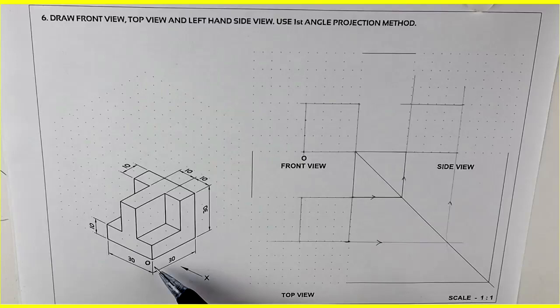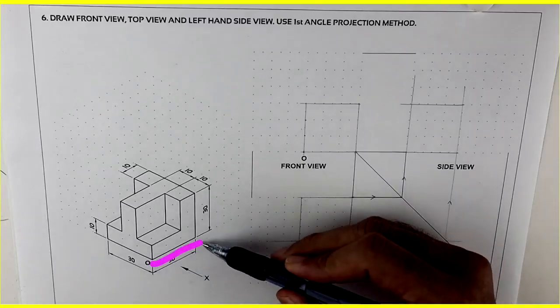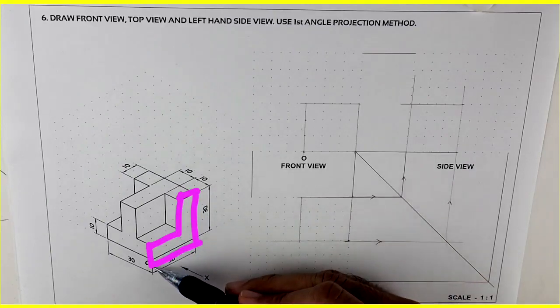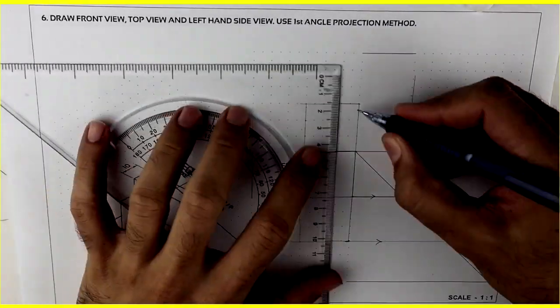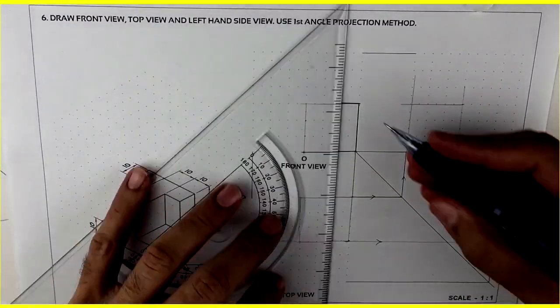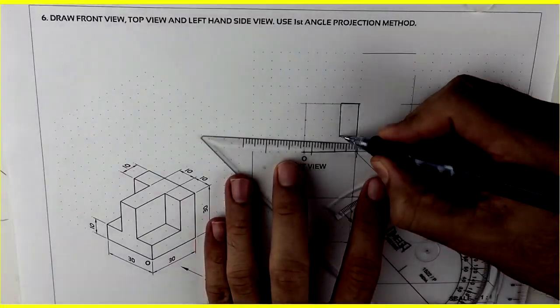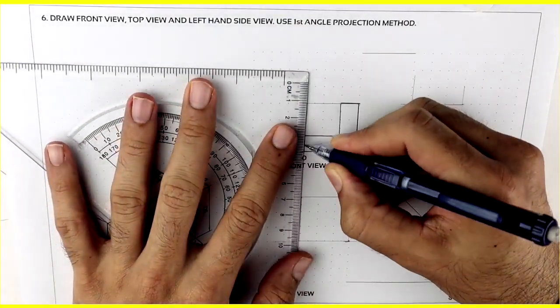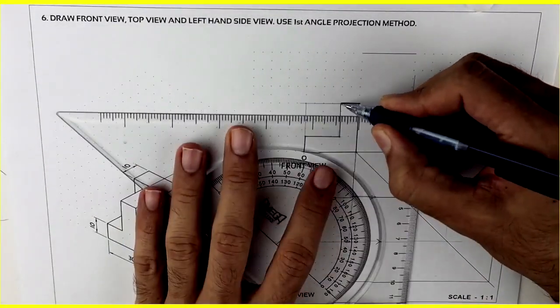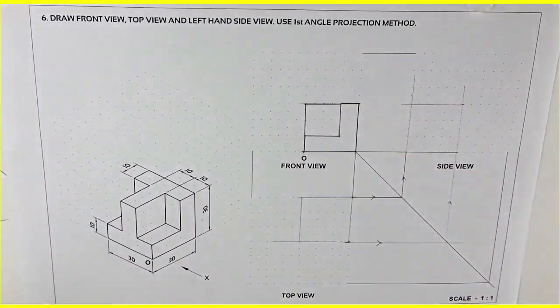After that, when the observer sees from here, he will see this. Basically, he will see this L shape, right? He can see that square also, which is behind. That also we will draw. But first we will draw this L shape. After that, this square, see this. So we are done with front view.